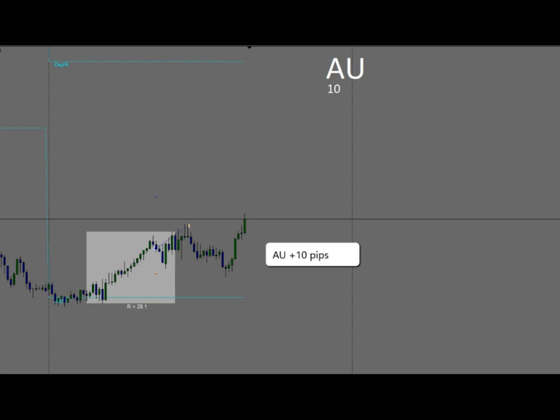The Australian dollar US dollar, you can see I took a long on this as it came through an entry point, took this long at 82, and price rose on this, and when I punched out of this I ended up taking 10 pips, so 1-to-1 risk to reward ratio on the Australian dollar US dollar.